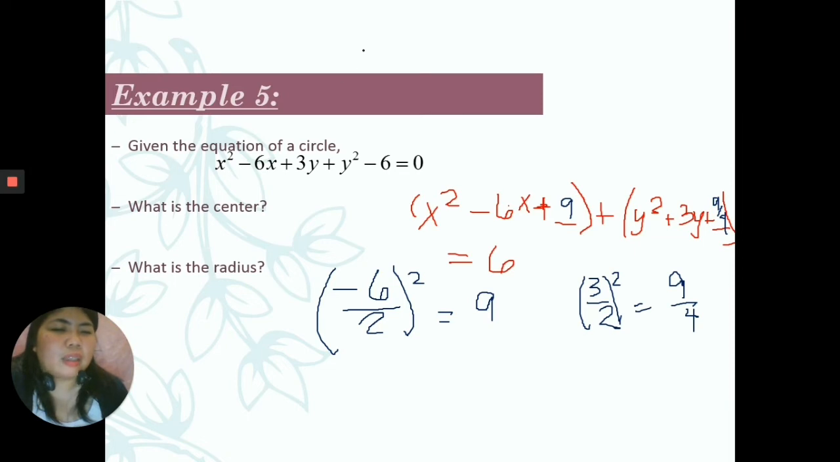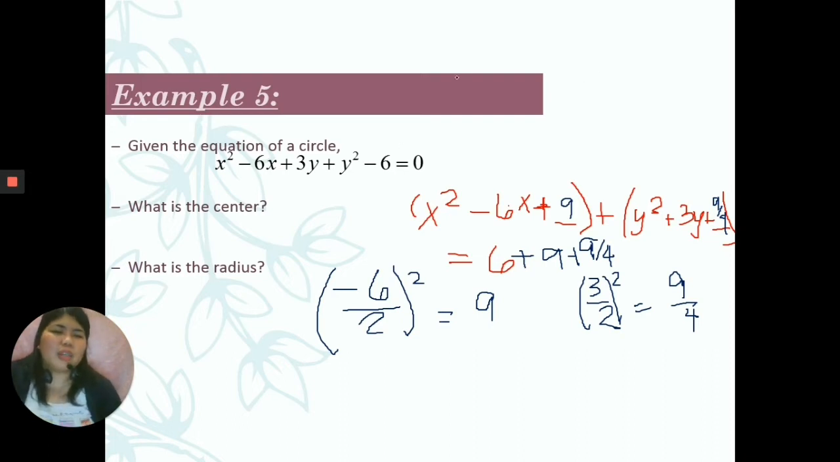After that, always remember that for the equation to be equal, all the numbers that you added here must also be added to the other side. As we discussed, in mathematics an equation should be equal. That is why it is called an equation. So we add positive 9 and positive 9 over 4 to the other side.